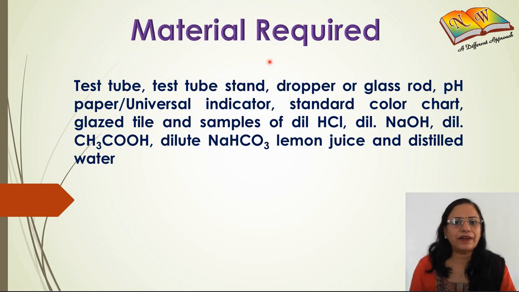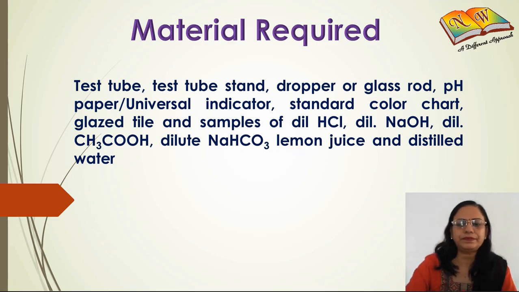The material required for performing this experiment is, you'll be needing some test tubes, a test tube stand, dropper or a glass rod, pH paper or universal indicator, a standard color chart, a glaze tile, samples of dilute HCl, dilute NaOH, dilute acetic acid, dilute solution of sodium bicarbonate, lemon juice, and distilled water.